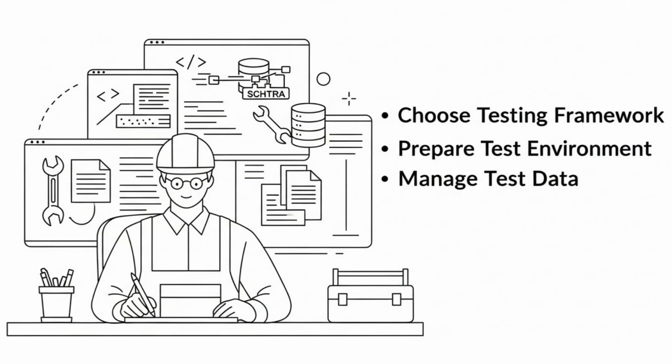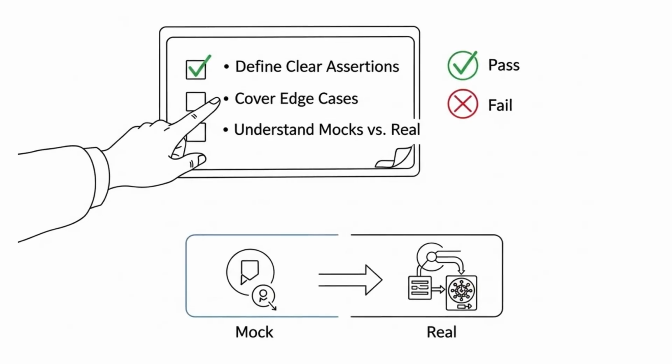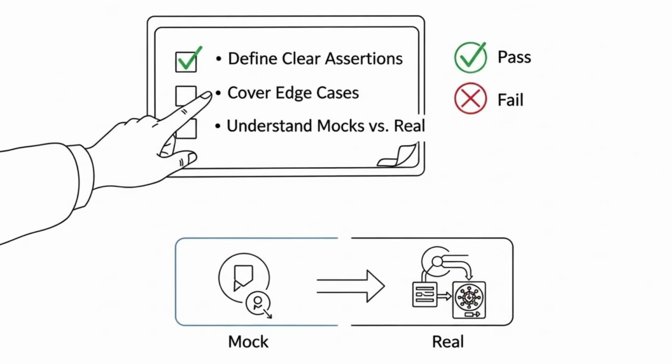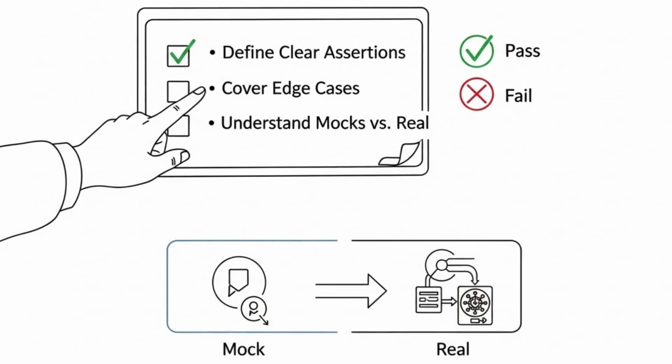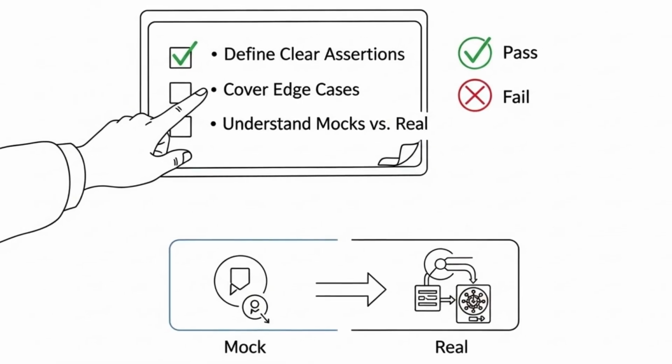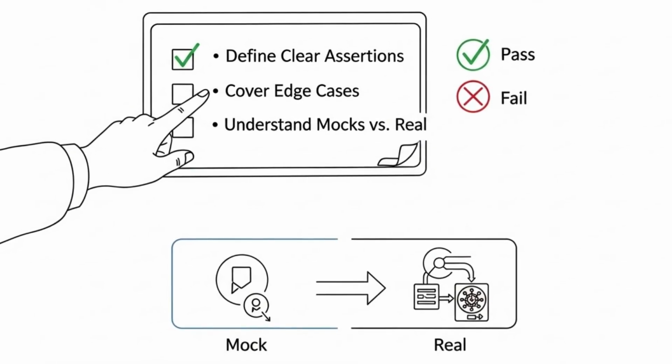Once your environment is ready, it's time to write the tests themselves, and this is where the real work happens. First, you need to define clear assertions. An assertion is a statement that a condition is true. For API tests, you'll assert things like the HTTP status code, e.g. 200 OK, 404 not found, the structure and content of the response body, and even changes in your database or external systems. Be specific about what you expect.